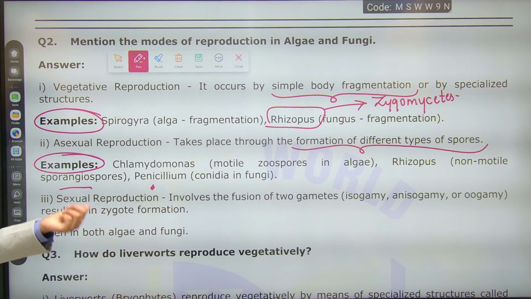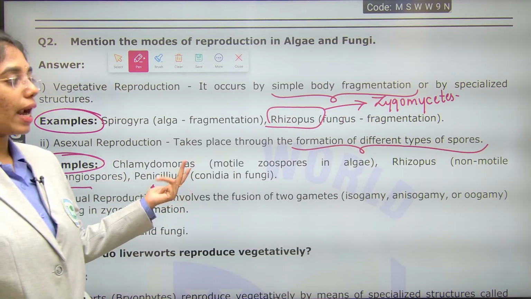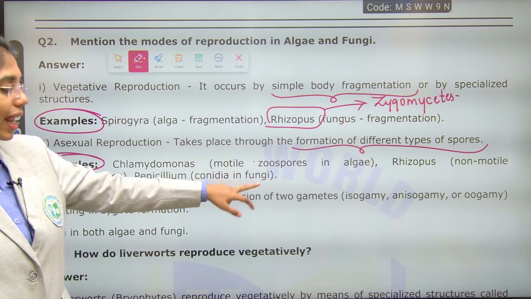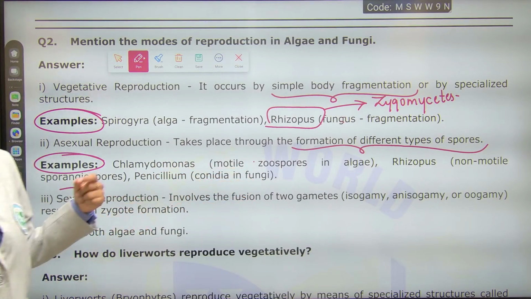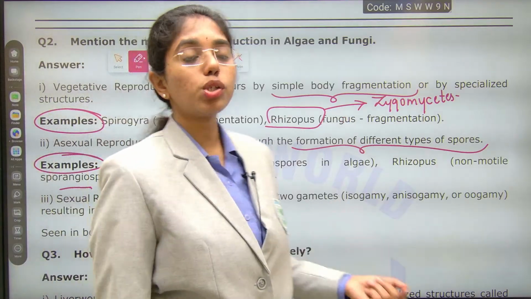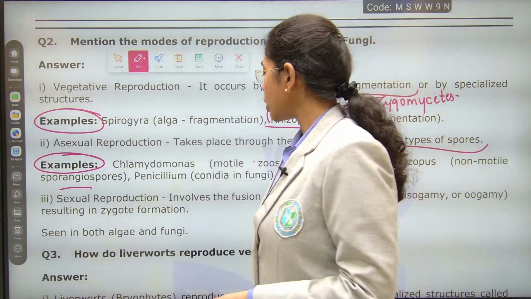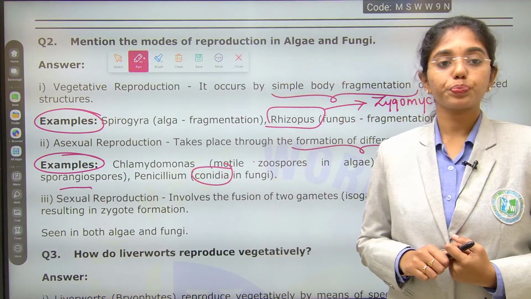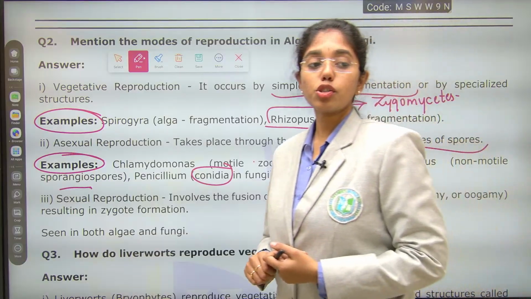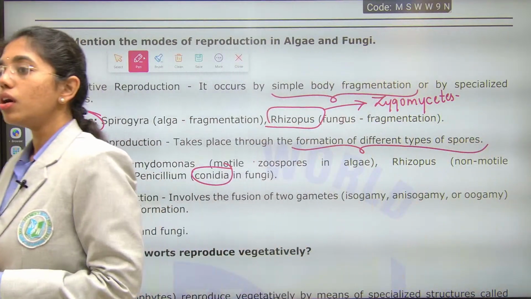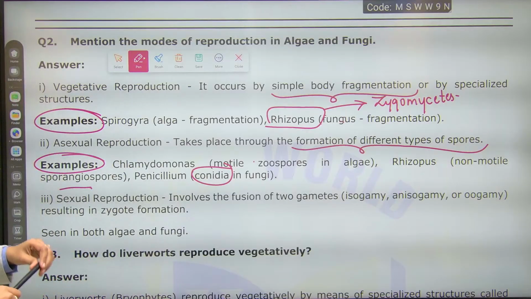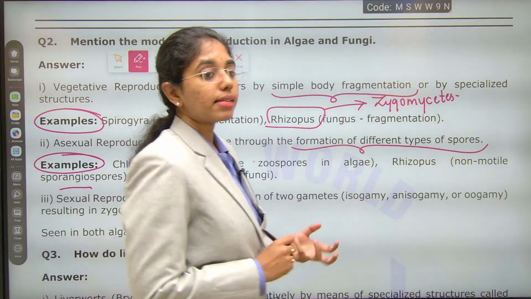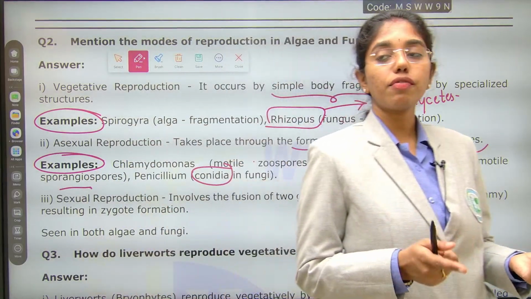Amongst this, sporangiospores, conidia and zoospores, which is motile and which are non-motile? Zoospores are motile and the rest two are non-motile. Which is endogenously produced and which is exogenously produced? Exogenously produced spores are conidia. Conidia is exogenously released spores. And sporangiospores are endogenously released spores. Clear?